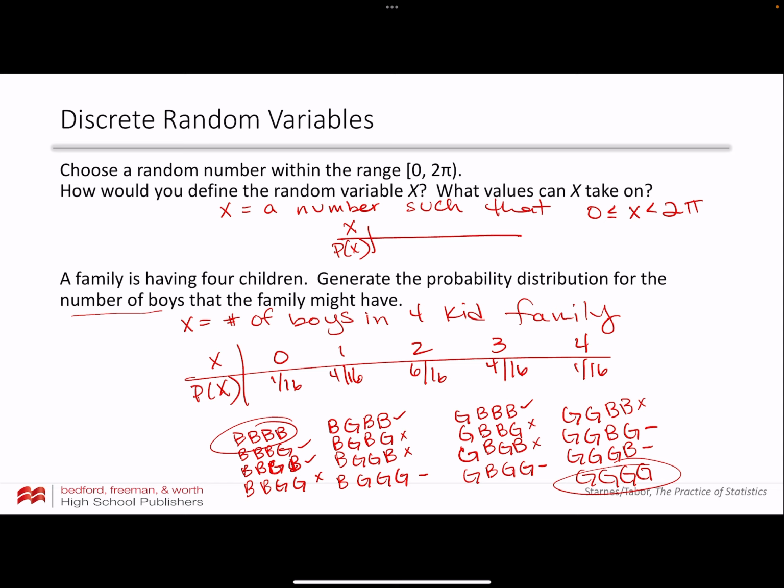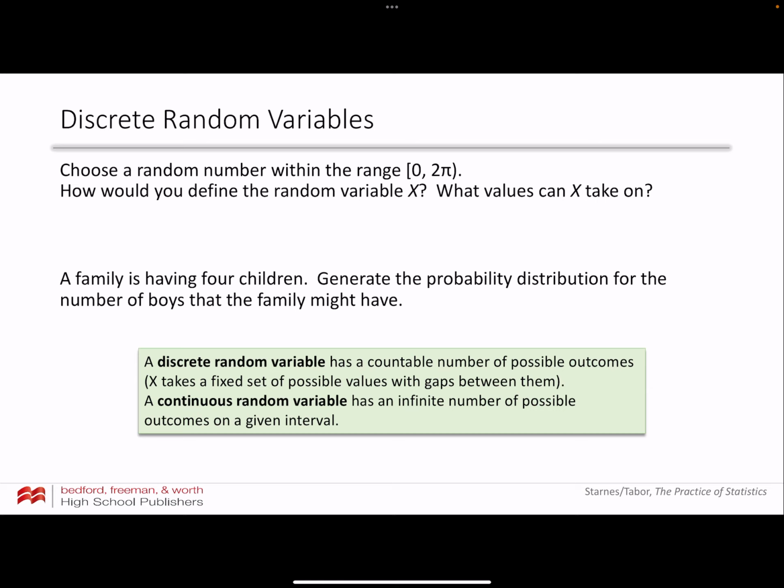And the number of boys in a 4-kid family is a random variable because it's a random phenomenon, and my outcomes are numerical. 0 boys, 2 boys, 3 boys, whatever it might be, right? So these are different though, because this second one, I was able to come up with a probability distribution table, but with the first one, I wasn't. And the reason is because the second one is a discrete random variable. It has a countable number of possible outcomes, as opposed to the first one, which is actually a continuous random variable. And so today we're just going to talk about discrete random variables. We'll follow up on continuous random variables.